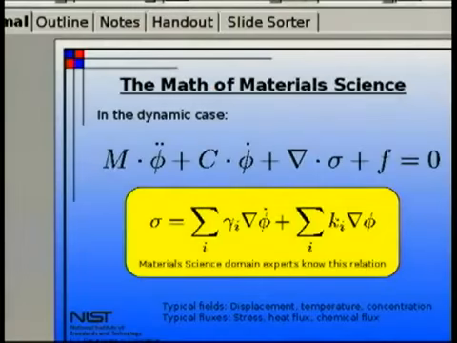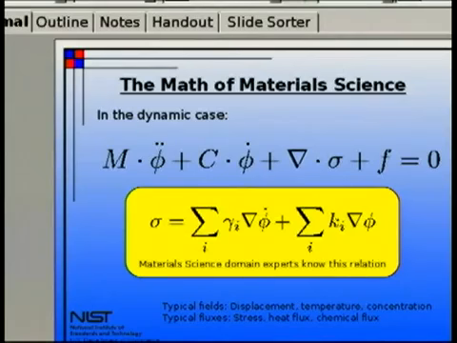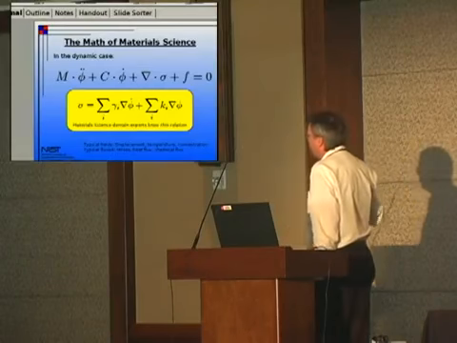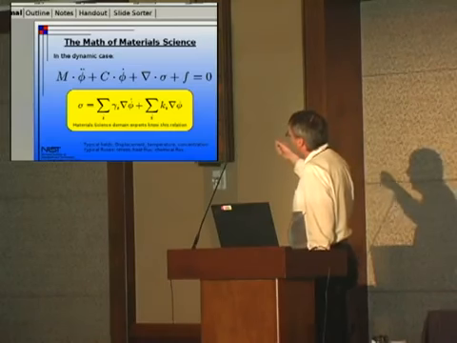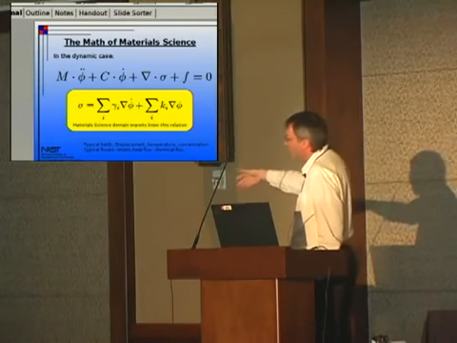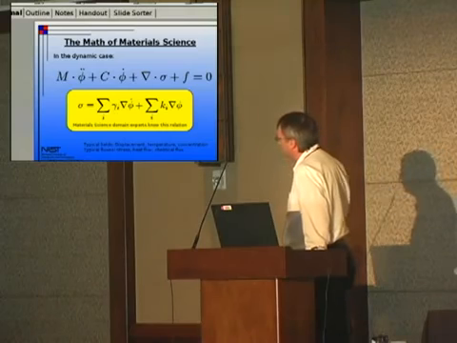So this is kind of the scope of the problem. This is the math and material science. It's pretty straightforward. What you have is you have some field represented by the letter phi there, and you have some equation for the field as a function. So the field evolves according to some second order in time coefficient and some first order in time coefficient, and a constitutive rule and a forcing term.